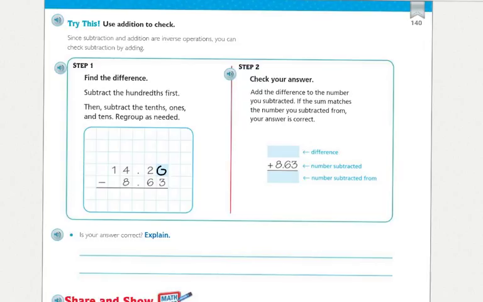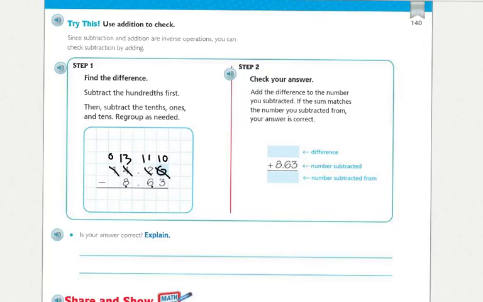Now I can't take 3 from 0, so I'm going to have to borrow. I'm going to make this be a 10, and this one's going to be a 1. I also can't take 6 from 1, so I'm going to make it be an 11, and I'm going to take a 3 from there. I also can't take 8 from 3, so I'm going to make that one be a 13. I'm going to borrow from the tens position. So now I can actually do my math.